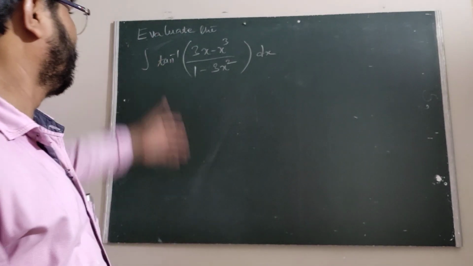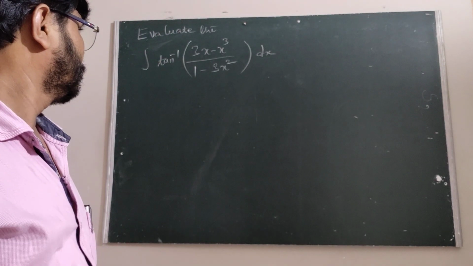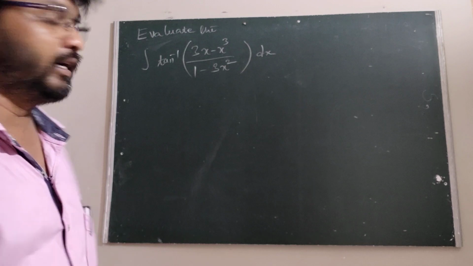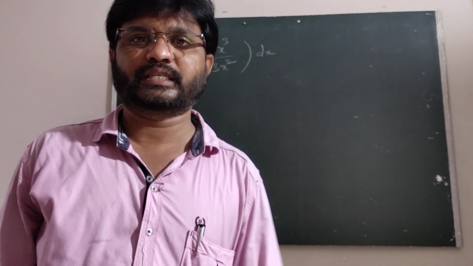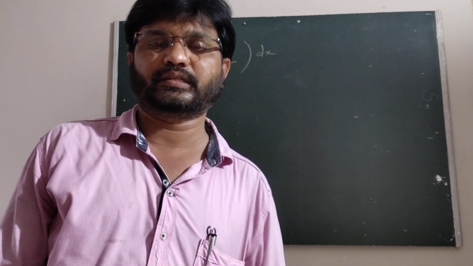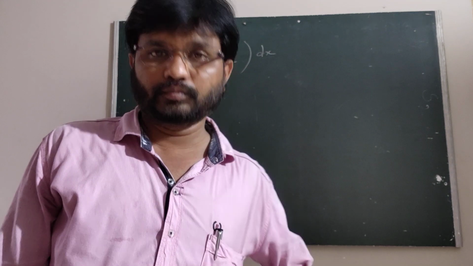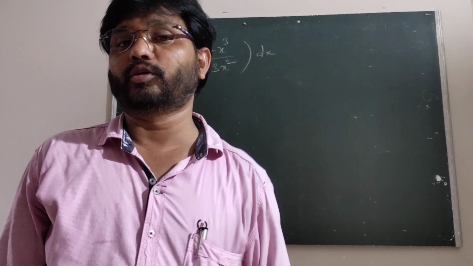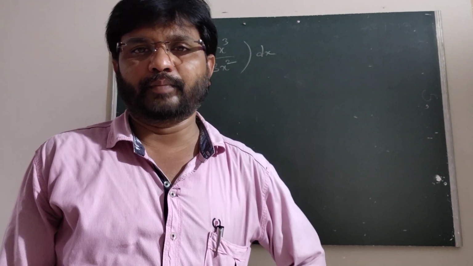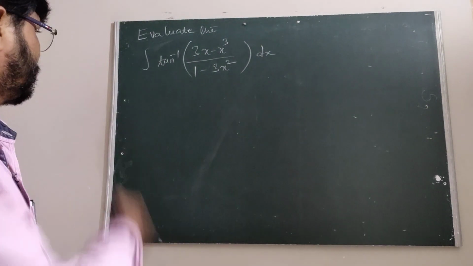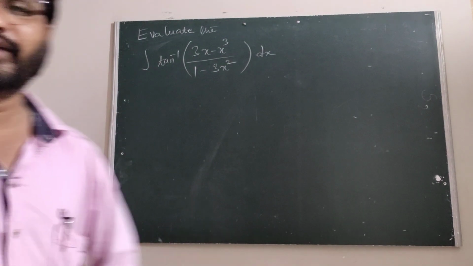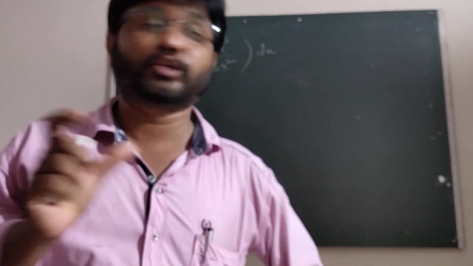Today we are going to discuss integral of tan inverse of (3x minus x cube) upon (1 minus 3x square). Today we are going to discuss some more models in integration by parts. One of them is the integral of tan inverse of (3x minus x cube) upon (1 minus 3x square).